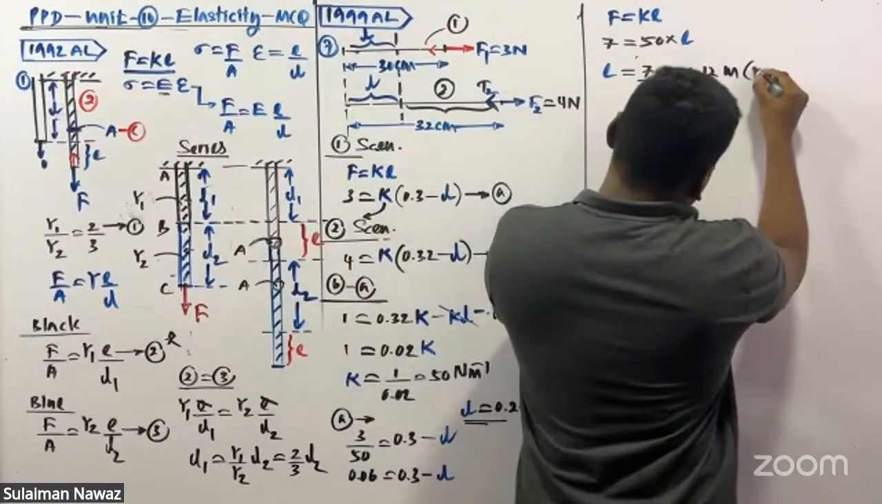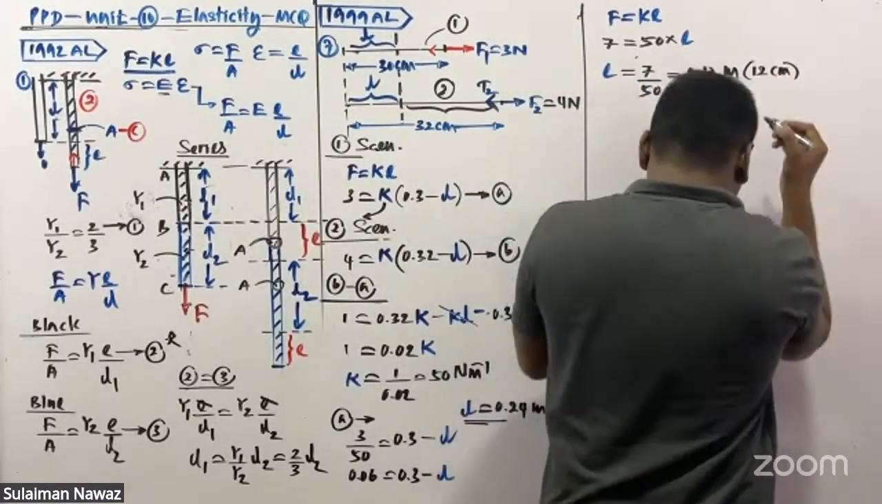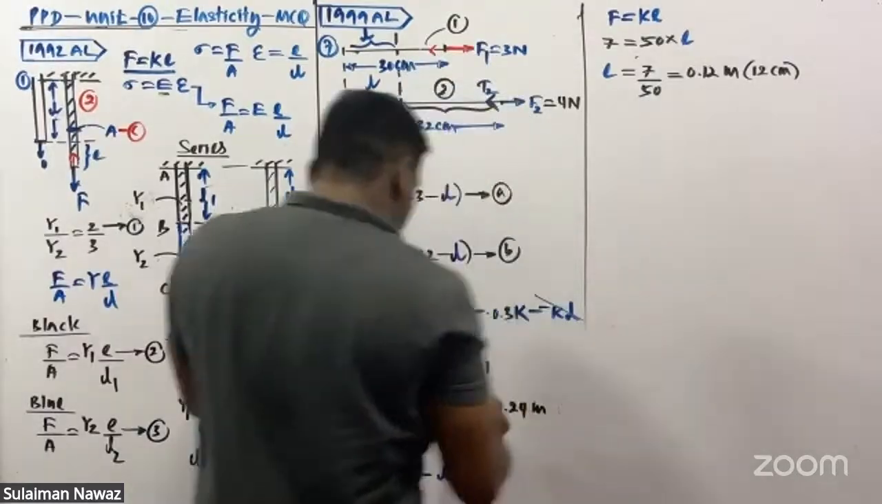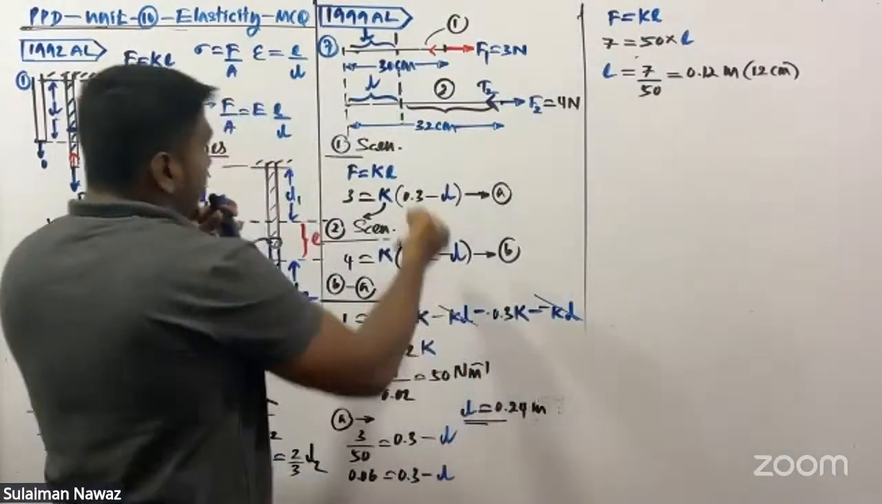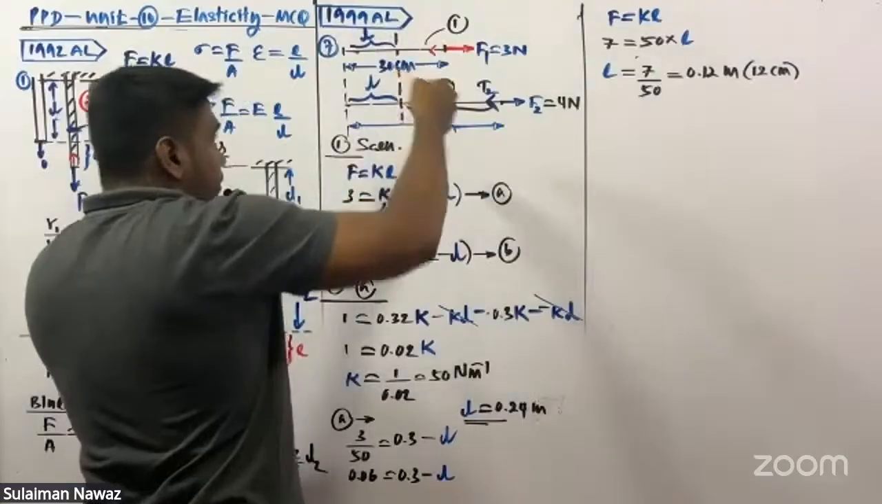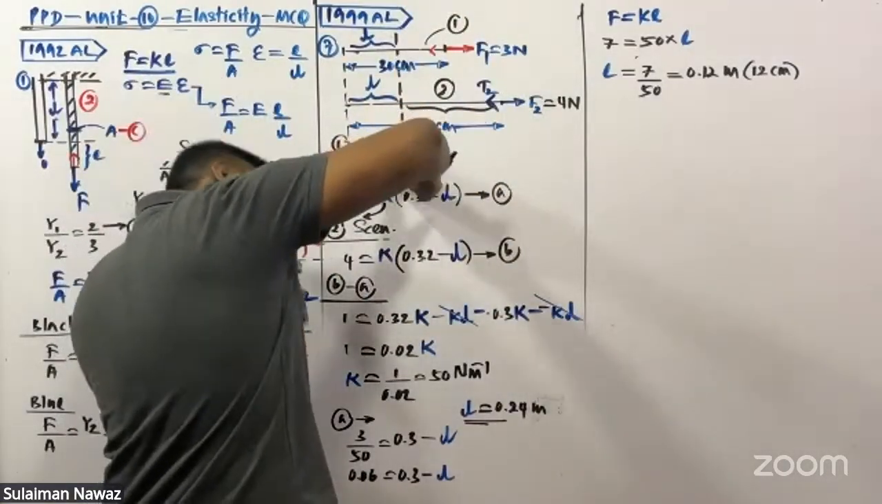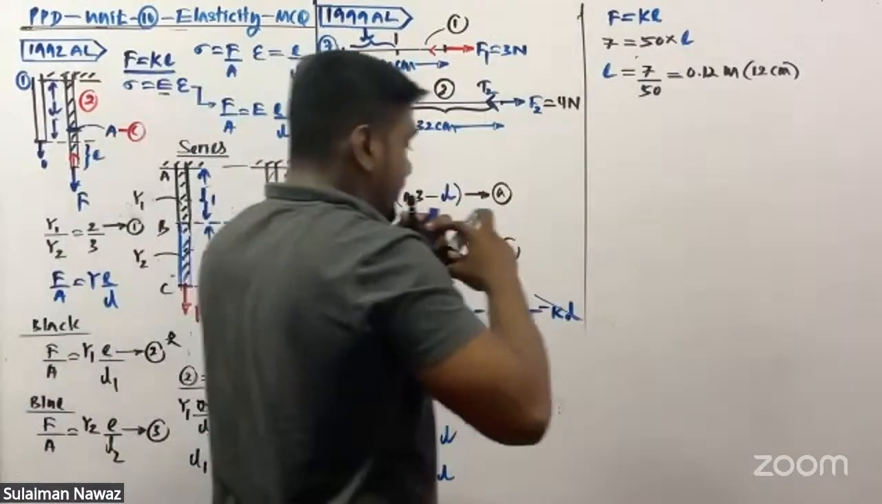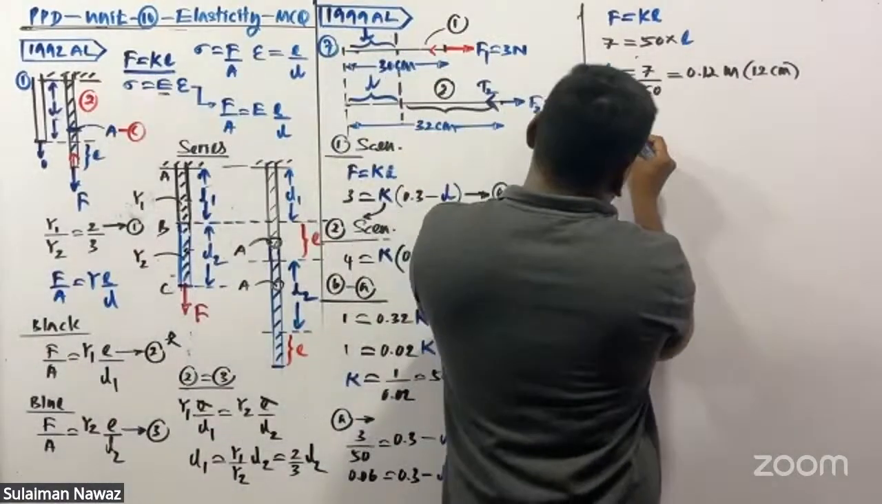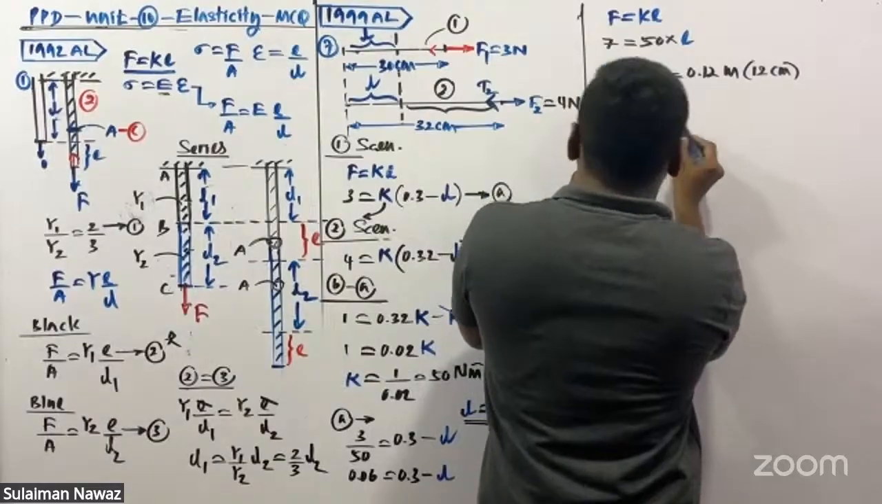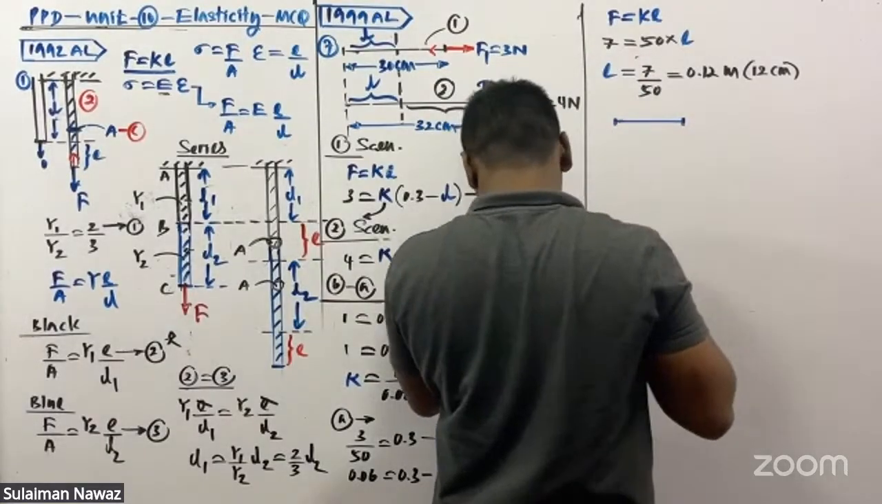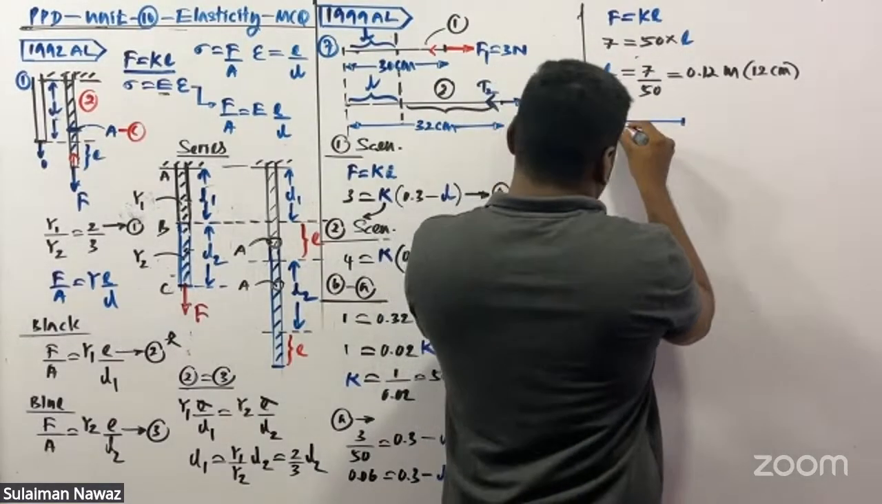That means 12 centimeters. Natural length is how much? Natural length is 24 centimeter. When you apply 7 Newton external force, the extension, the increase in length, is how much? 12 centimeter. Okay. Natural length is 24 centimeter.